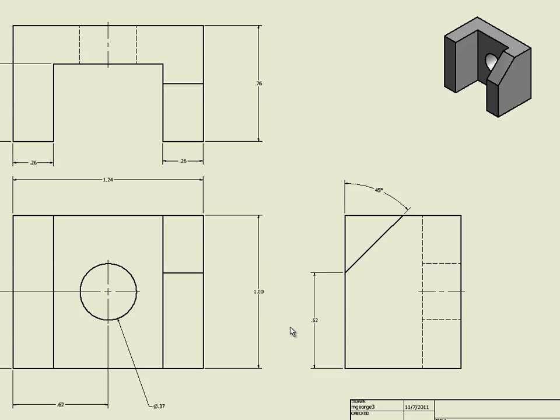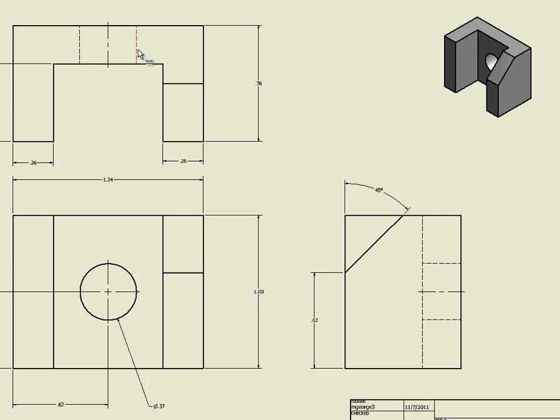So, do you have all the information that you would need to build this part? I think the answer is yes. We know the height, the depth, the width. We know the location of the center of the hole. We know the diameter of the hole. We know the width of all the features, the depth between this edge and this edge, or between this face and this face. And we know the angle of the chamfer.